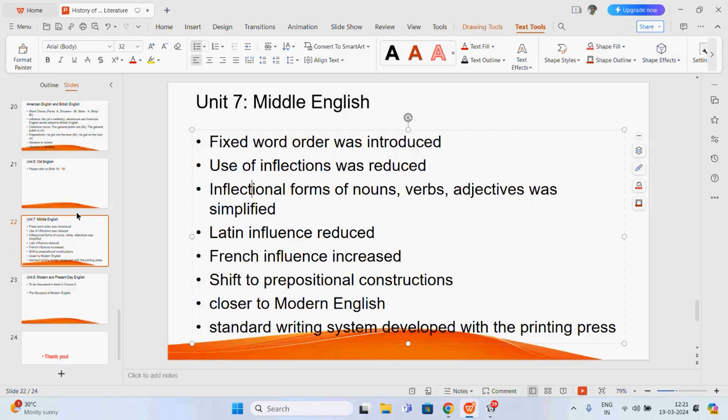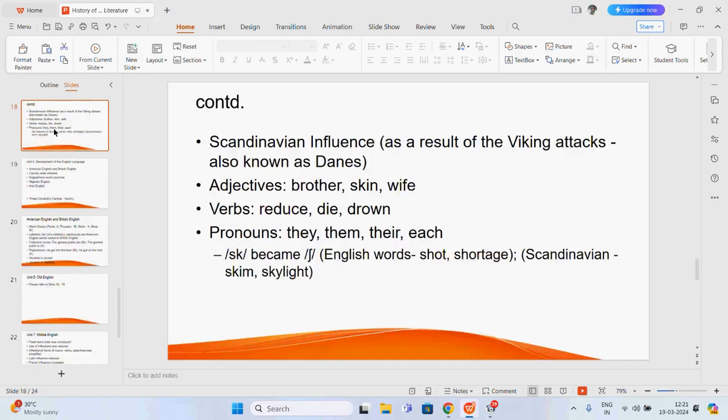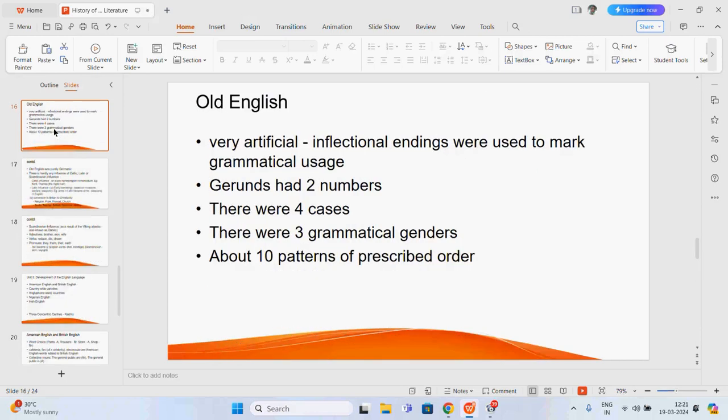Before I take you to Modern English, let me quickly take you to slides 16, 17, and 18, so that you can look once again at the Old English period. So these are the slides that will give you more detailed information about Old English. Old English language was very artificial. We have extensive use of inflectional endings for grammatical usage.